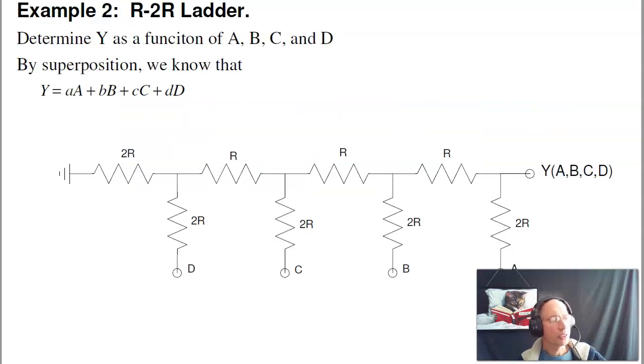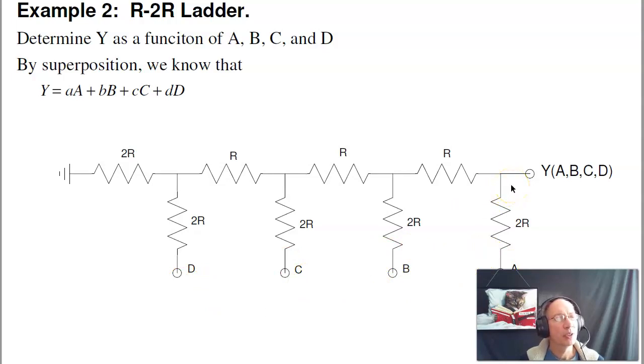Now, this is useful in many places, especially when we get to AC. At DC, there's a couple circuits where this works really well. For example, this is an R2R ladder. This is used in embedded systems. It converts a binary voltage. Say I have ABCD equal to 1, 0, 1, 1. Convert that binary number to an analog voltage.